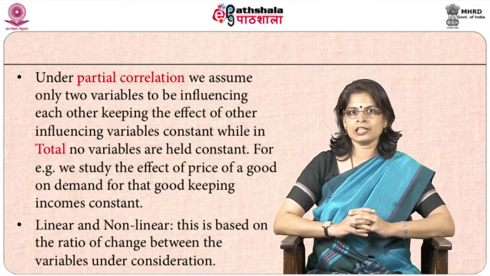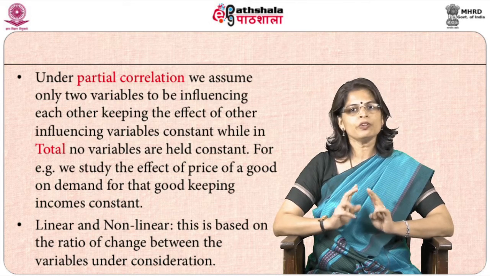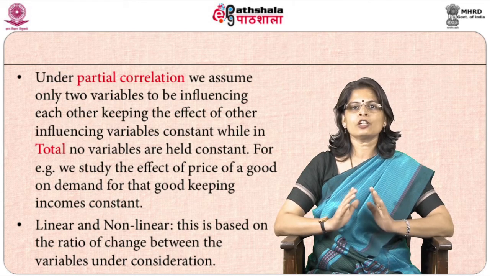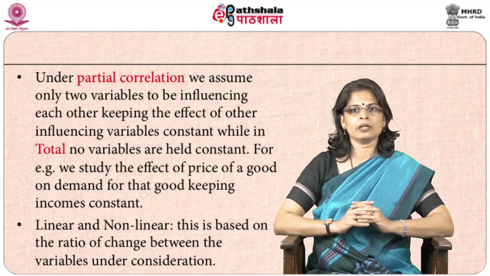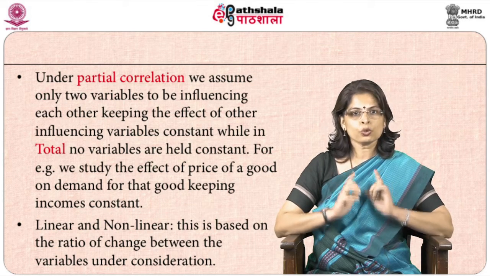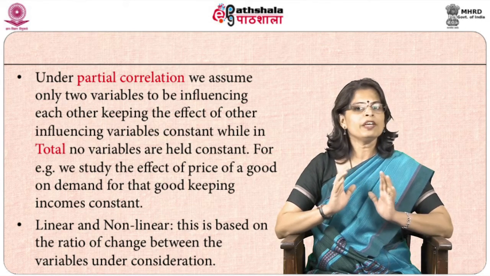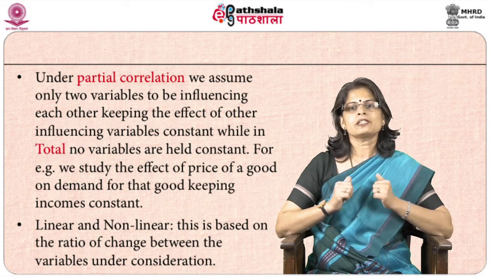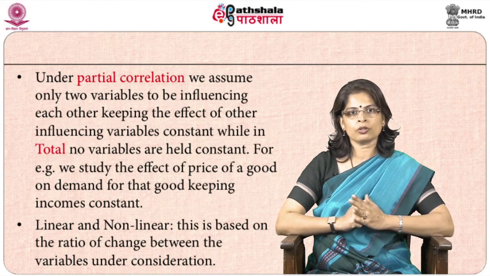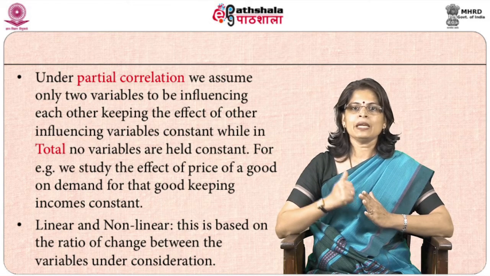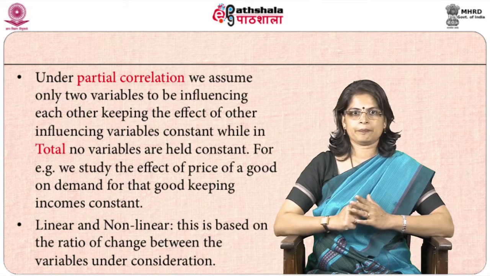Under partial correlation, we assume only two variables to be influencing each other, keeping the effect of the other influencing variables constant, whereas in total correlation, no variables are held constant. For example, we study the effect of price of a good on demand for that good, keeping income levels constant.